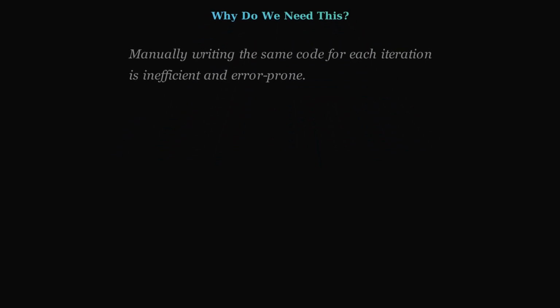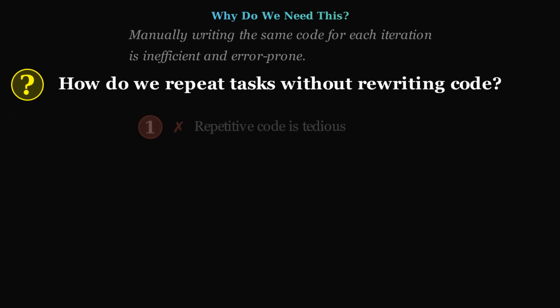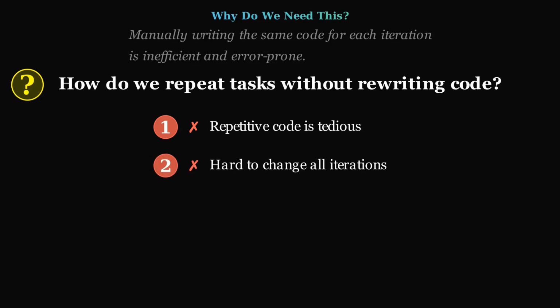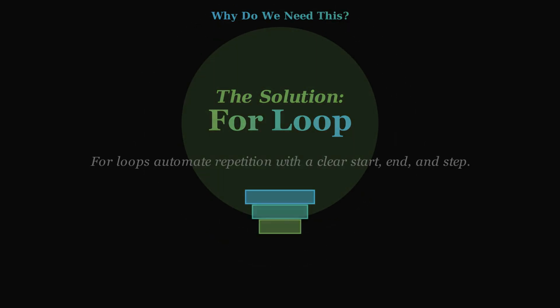Manually writing the same code for each iteration is inefficient and error-prone. How do we repeat tasks without rewriting code? Repetitive code is tedious. Hard to change all iterations. Easy to make copy-paste errors. For loops automate repetition with a clear start, end, and step.